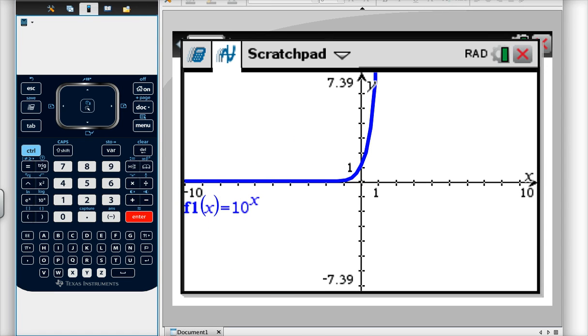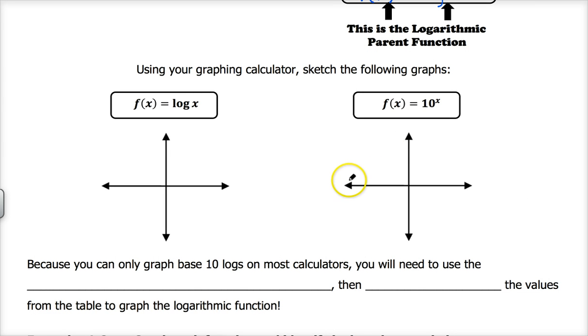So we'll just really quick do a rough sketch on our paper of that. Again, it has a horizontal asymptote at y equals 0 and an increasing graph. It's going to have a y-intercept at (0, 1) because if x is 0, 10 to the 0 is positive 1. So that's what this graph looks like. The graph of a logarithmic function is going to be the inverse of this. Okay, so that's what this graph over here is going to be.